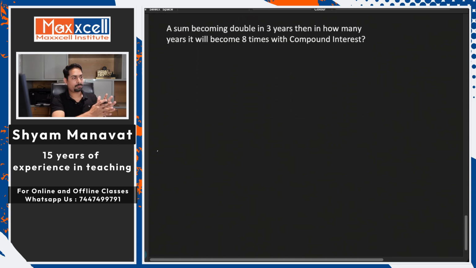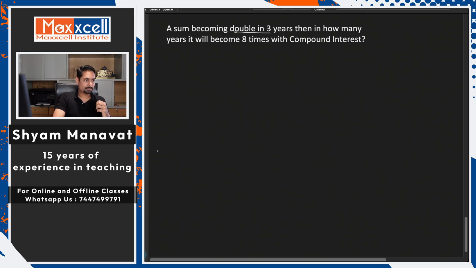This is a beautiful question. Pay attention here. This is a beautiful question. It says a sum becomes double in 3 years. Then in how many years will it become 8 times with the compound interest? 8 times with the compound interest. A sum becoming double in 3 years.